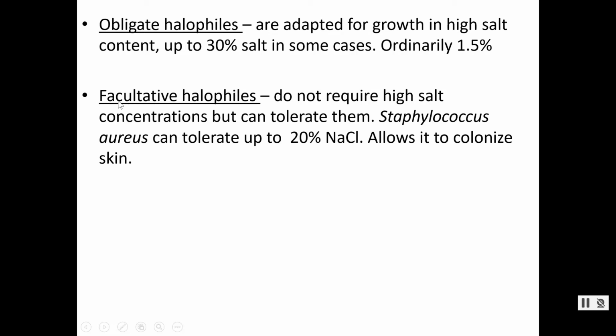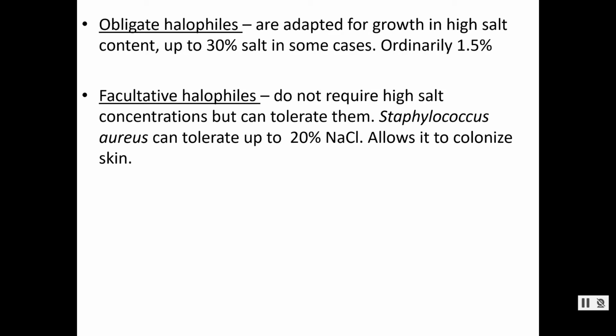There are other organisms that are facultative. Remember facultative, take it or leave it. They don't have to have a high salt environment, but they can tolerate it. One of these examples is Staphylococcus aureus. It can tolerate a high salt environment. And it's one of the microorganisms that live on our skin. We have staph that lives on our skin. It doesn't cause a problem on our skin. It's adapted to live in this environment where most microorganisms can't grow.